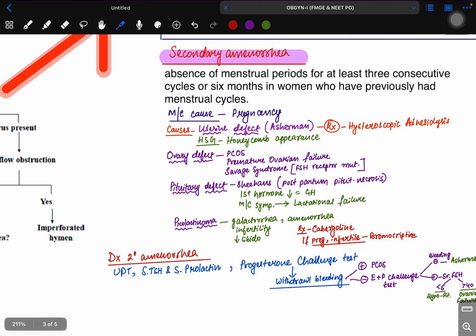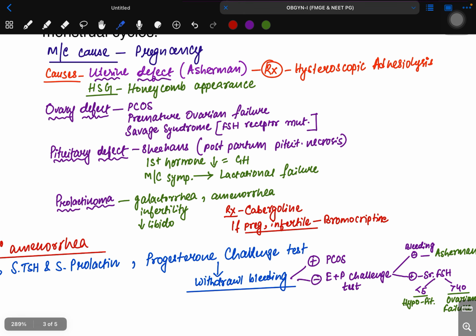Now, how will you diagnose secondary amenorrhea? We can do the urine pregnancy test. Also, we can check the serum TSH and serum prolactin levels. Then we can do the progesterone challenge test. After giving progesterone, if there is withdrawal bleeding, okay? If the withdrawal bleeding is positive, then we can diagnose it as PCOS.